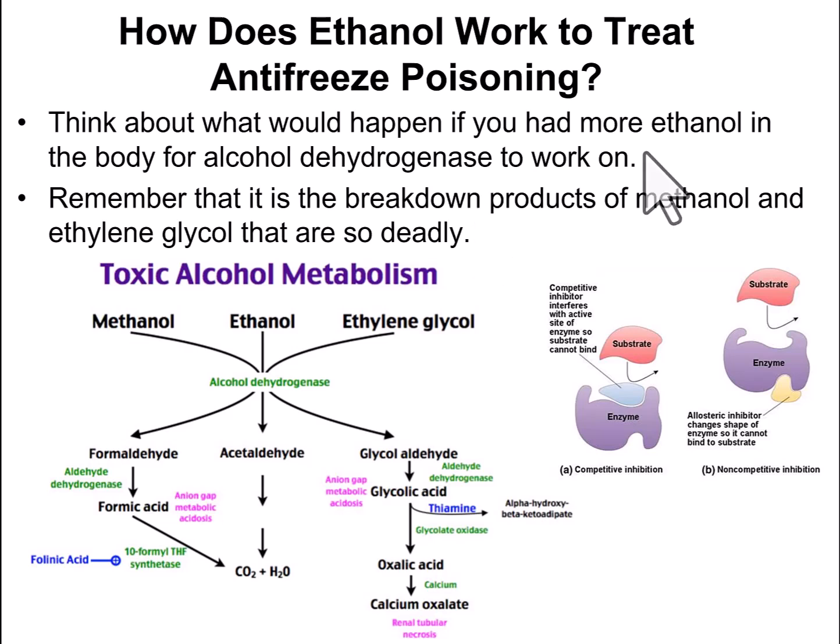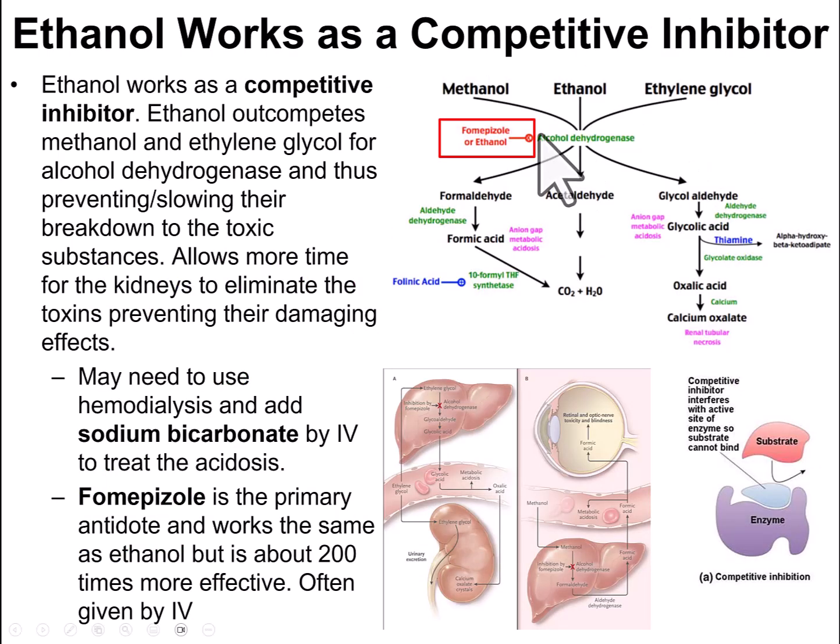Okay, now that you've had some time to think about it, let's go over this and see if your hypothesis on how it works is correct. Ethanol works as a competitive inhibitor. Basically, ethanol is going to outcompete methanol and ethylene glycol for alcohol dehydrogenase, which is the enzyme that's going to metabolize all three of these. So if you give the person, or the animal by IV, more ethanol, then the alcohol dehydrogenase will work on the ethanol because there's more of it, and not methanol and ethylene glycol.